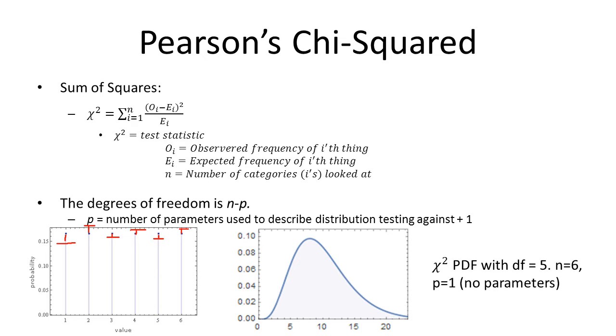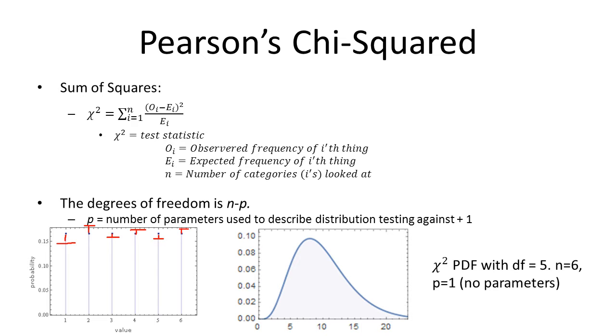Once you add that stuff all up, you also get the degrees of freedom, which is n minus p, where n is the number of categories that you looked at. In this case for the dice, it's 6. And then p is basically the number of parameters needed to describe the distribution. In the case of the die, it's actually 0, so it's 0 plus 1. So 6 minus 1 is going to give you a DF of 5.